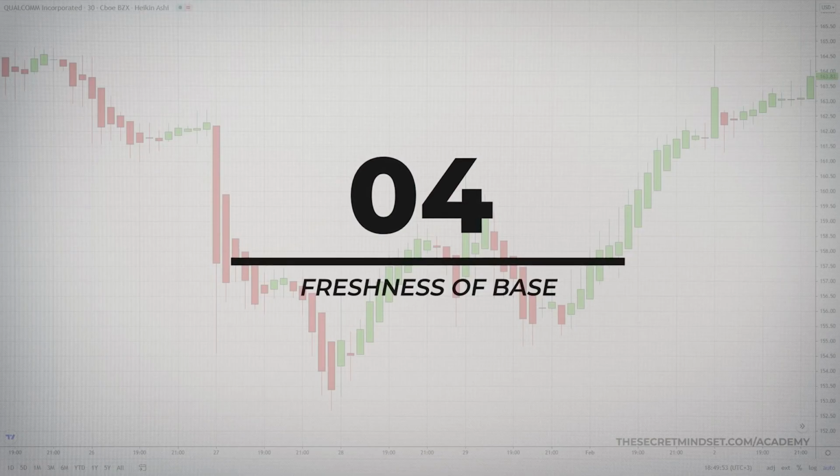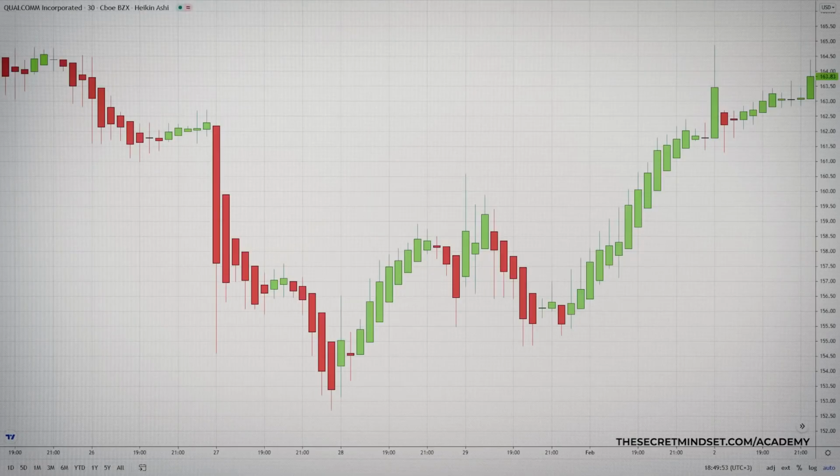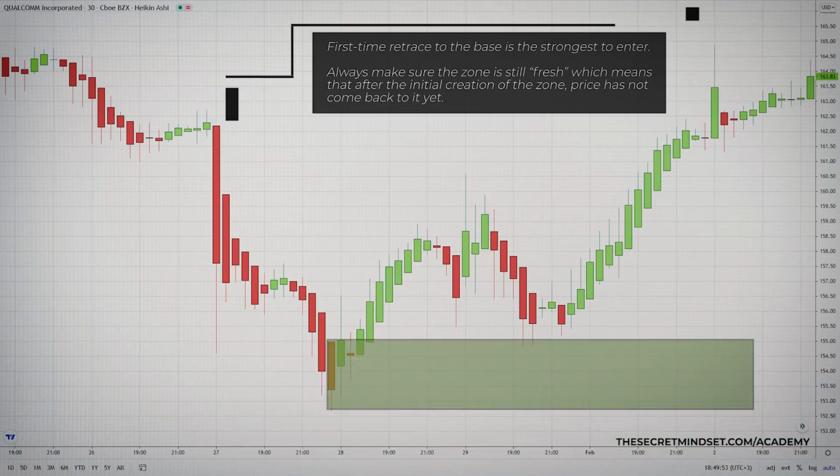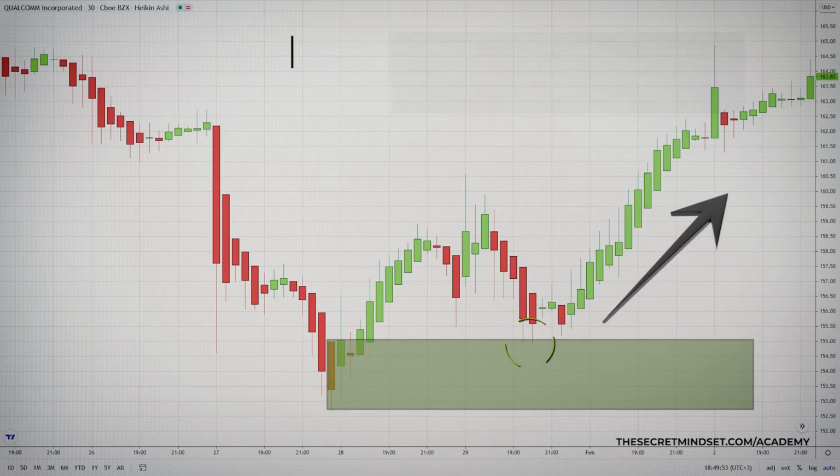Number 4. Freshness of base. Number 1 rule in supply and demand trading: the first time retrace to the base is the strongest to enter. If you trade supply areas, always make sure the zone is still fresh, which means that after the initial creation of the zone, price has not come back to it yet.